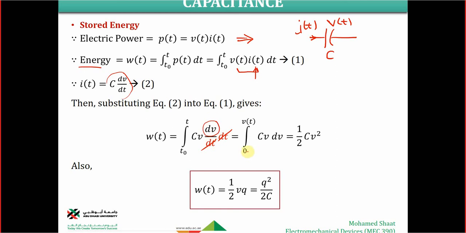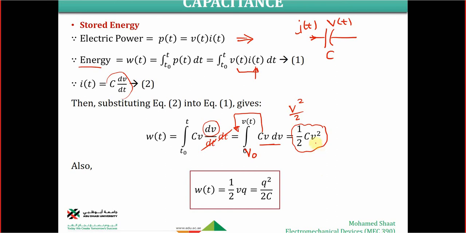Make sense? So this gives us the integration from zero, or to be much more general, from V0 to V, for example. Or from zero to V, it's up to you. This gives us C times V dv. If we do the integration, C is constant, so it can be removed outside the integration. What is the integration of V? It gives V square over 2. That's why we end up with 1 over 2 C V square. This is the energy stored inside the capacitor in terms of its capacitance and in terms of the voltage.